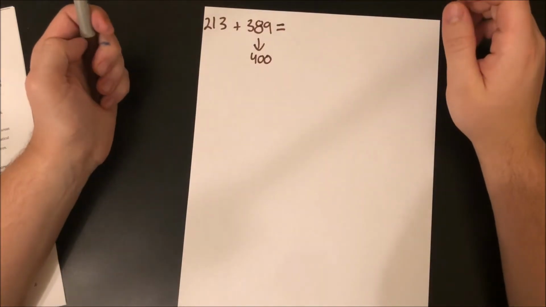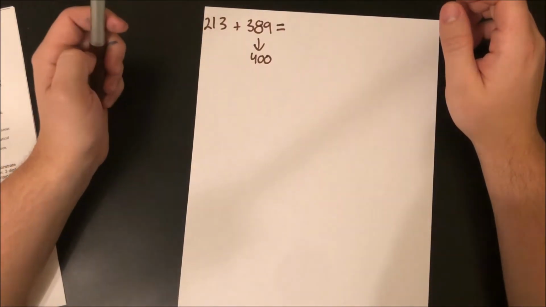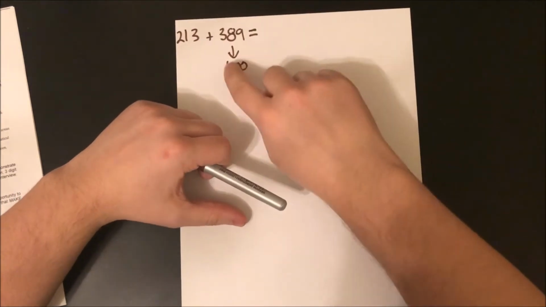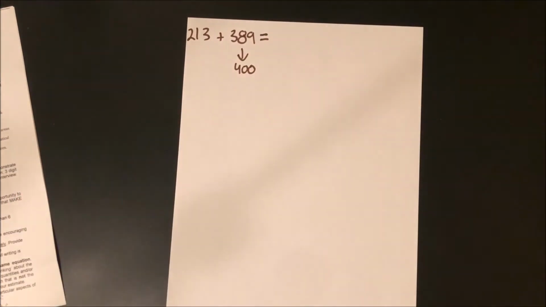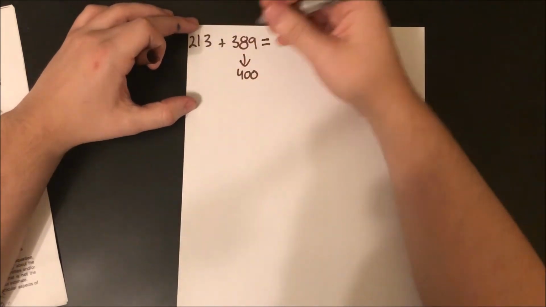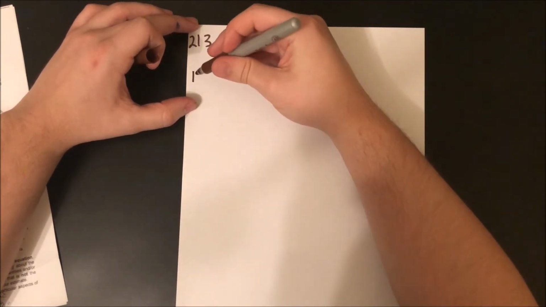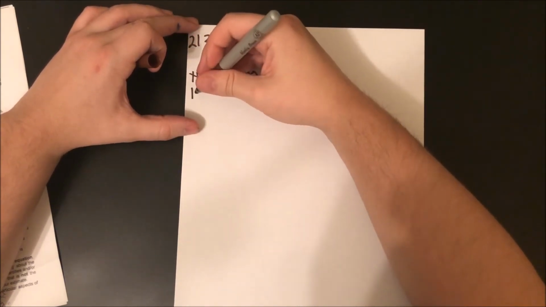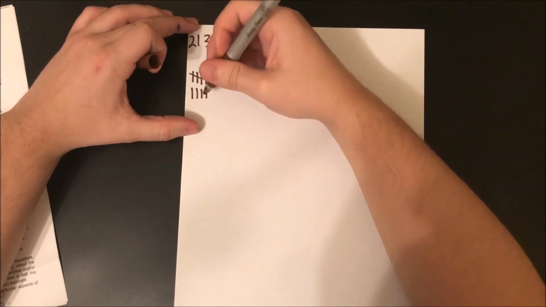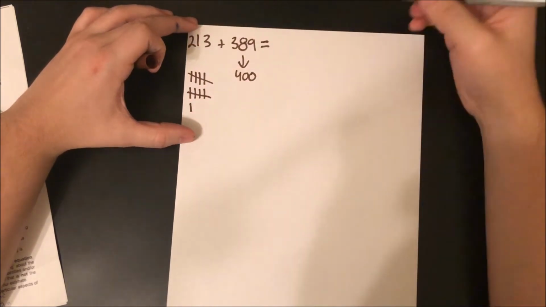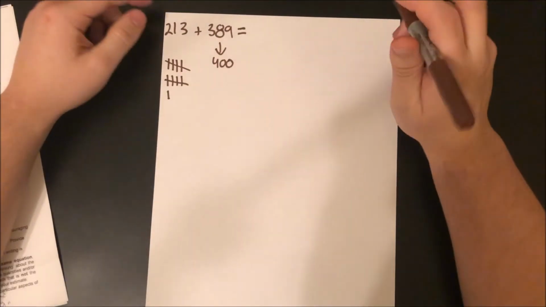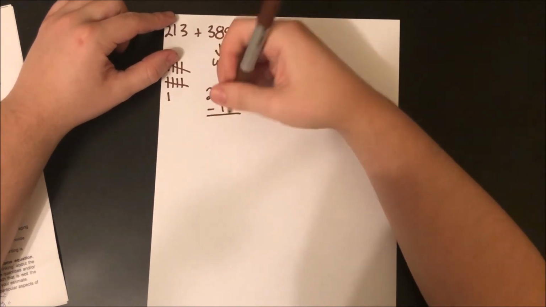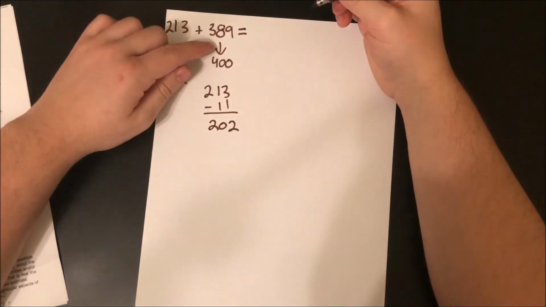So you can either do some quick subtraction from 300 to 389, or if you recognize right off the bat what will make 389 400, or you can even count up if you want. So you can go 390, 391, 392, 393, 394, 395, 396, 397, 398, 399, 400, which is 11. So we now know that we're taking 11 from 213, which will leave us with 202.